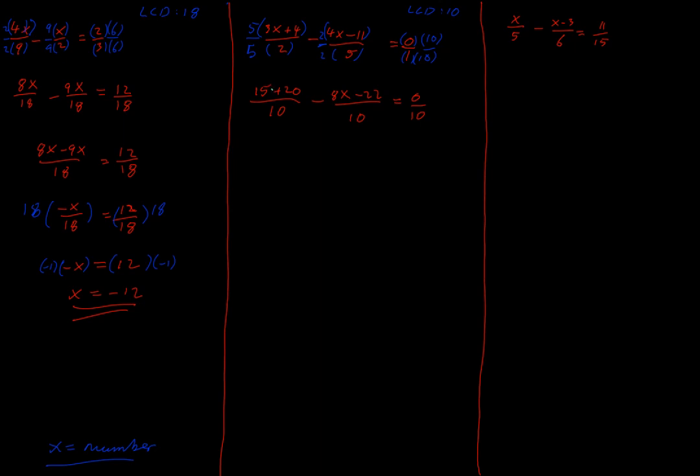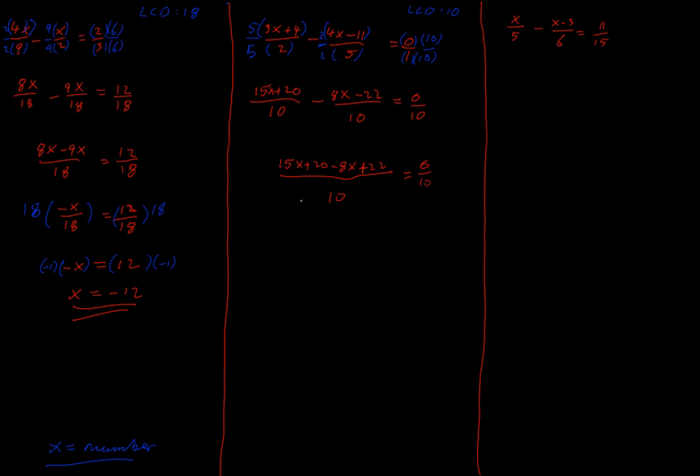Sorry, I've dropped an x. Be careful of that when you're doing a big question. So this should be 15x. Now I can write this as a single fraction on the left hand side, so it's all over 10. I have 15x plus 20 minus 8x minus 20. So we have to be very careful here. It's minus all of this fraction here, so it's minus 8x but plus 20. Minus of a minus is a plus, is equal to 0 over 10.